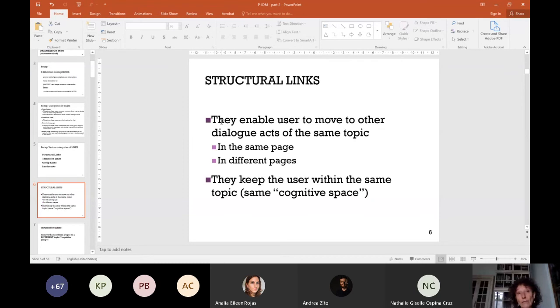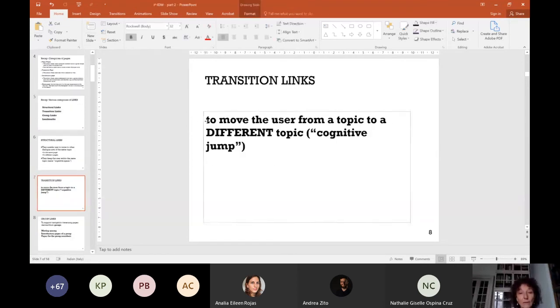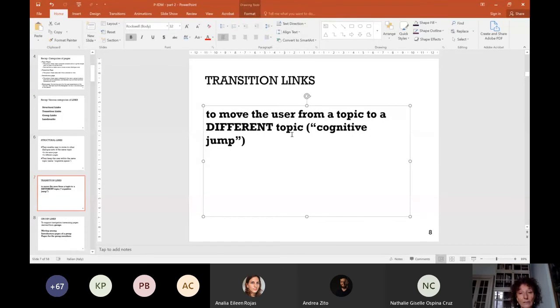If you move from a course to its room, it's easy to understand why you can move from the course to the room. It's obvious. It will be the classroom for that course. But in other cases, it might be less easy to understand why some items are related. And in any case, with these links from a course to a classroom, you are switching the cognitive space, and you are in a transition link. So you move from one topic to a different one, making a sort of cognitive jump.